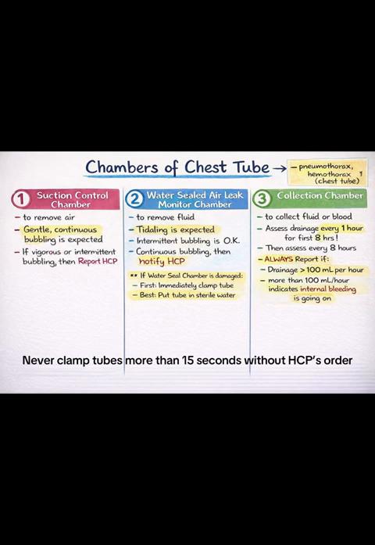As a nurse, you have to assess drainage every 1 hour for the first 8 hours, then assess every 8 hours. Always report if the drainage is more than 100 ml per hour. It should be less than 100 ml per hour. If it is more than 100 ml per hour, it means internal bleeding is going on.